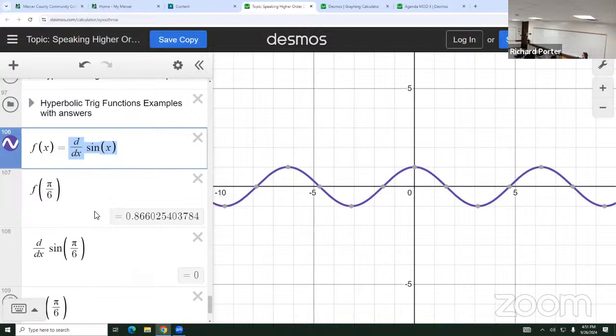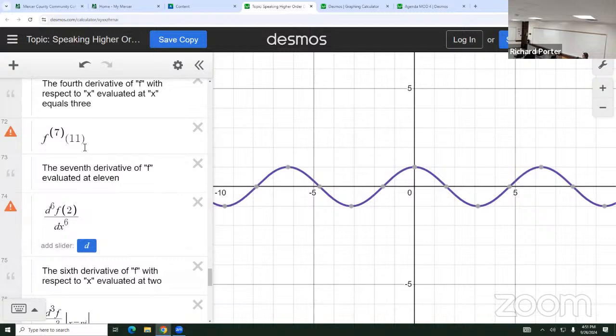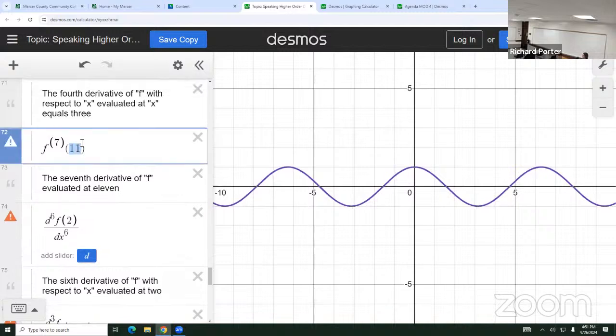Okay. But I'm telling you, with our notation, when we write a number in there, we don't mean plug the 11 in first. If we plug the 11 in first, we're just going to get a number, and then the derivative will be 0, whatever derivative, 7th derivative. When they write it this way, they really mean take the 7th derivative first and then plug the number in.